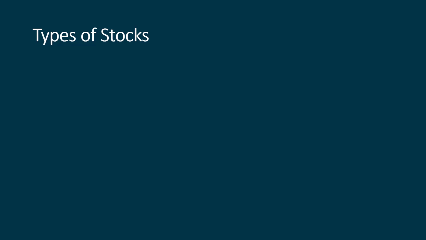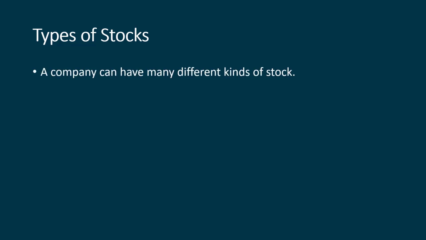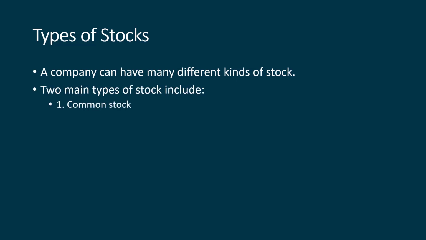So what are the different types of stocks? A company can have many different kinds of stock. It can have as many different kinds of stock as it wants. We're just looking at the kind that we can publicly buy and sell. The two main types of stock usually include common stock, which I just talked about, and that's usually what you will be involved in the most.